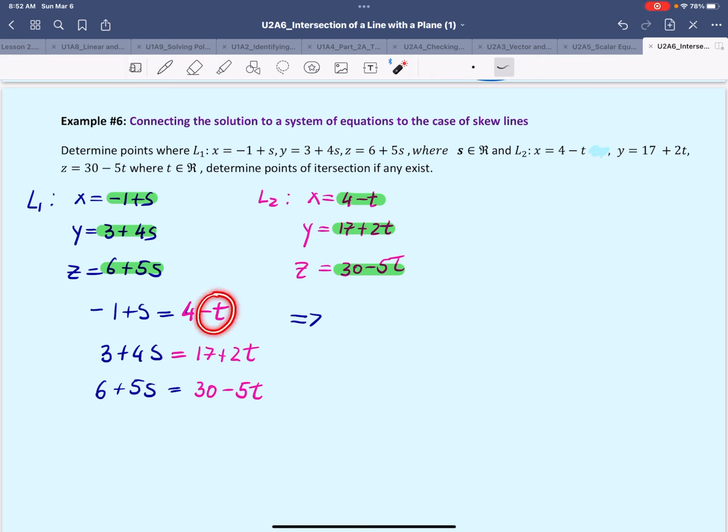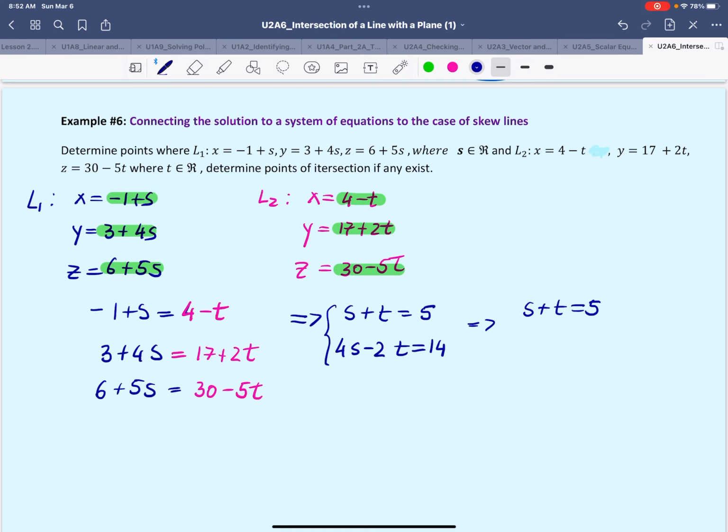As I am rewriting the system, I'm going to also simplify because why not? I'll bring negative t to the other side. That will give s plus t equals 4 plus 1, which is 5. And for the second equation, we have 4s minus 2t equals 17 minus 3, which is 14. I will simplify the second equation. So s plus t equals 5. And the second equation can be written as 2s minus 1t equals 7. So simply divide by 2 every term in the equation, both sides.